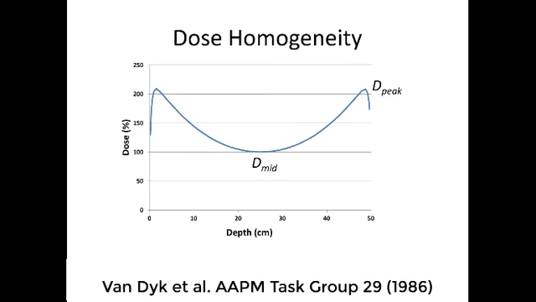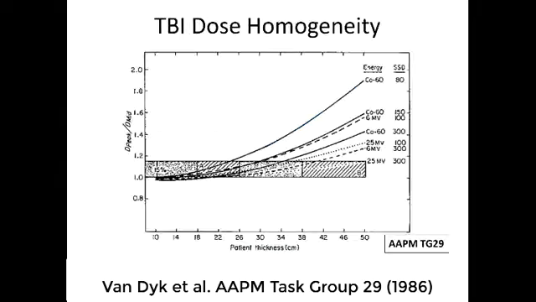So we can actually calculate a metric that we'll call the dose homogeneity, and that's just equal to the dose at this peak here divided by the dose at midplane. And ideally those would be the same, and that number would be 1. So if you look at that number, dose homogeneity here on the left, plotted versus the patient thickness. So first of all, let's just look at this curve here on the top.